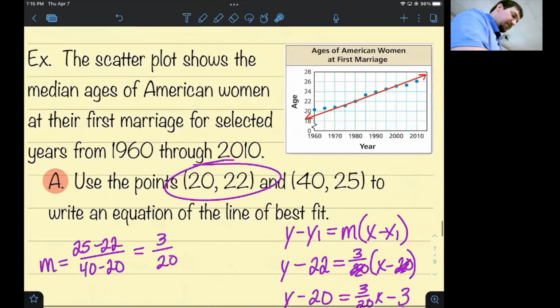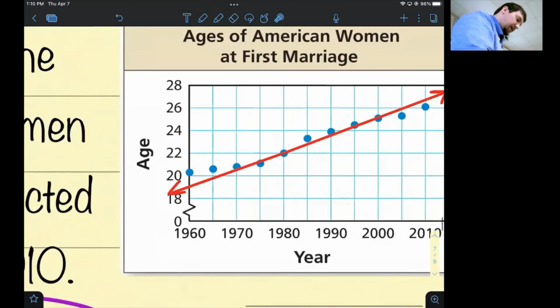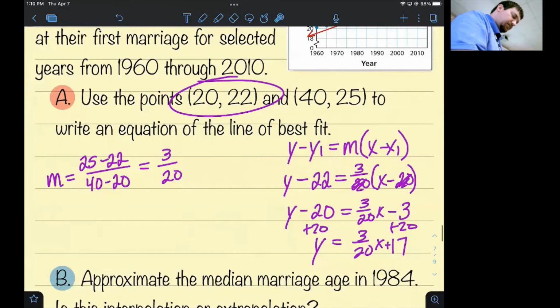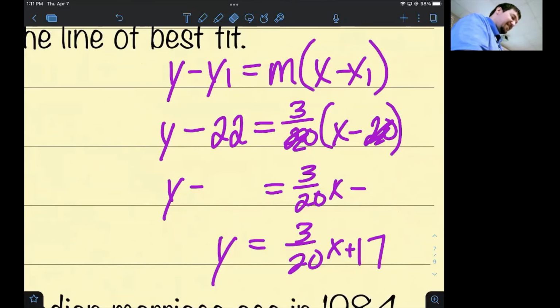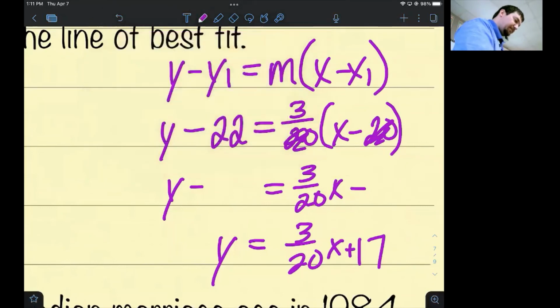Now, I must not have drawn a very good trend line, because my trend line looks like it's going through at 19. Is that right? Do you guys see a mistake in this? Julia? Why does the 22 turn into a 20? That's a good question. It doesn't. So there is a mistake. Good eye. Julia, go get a sucker. I wish you'd have told me that yesterday.